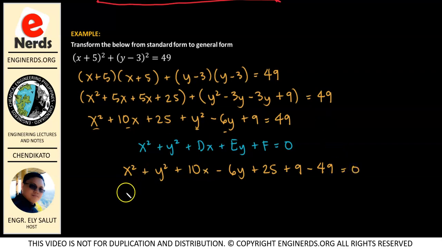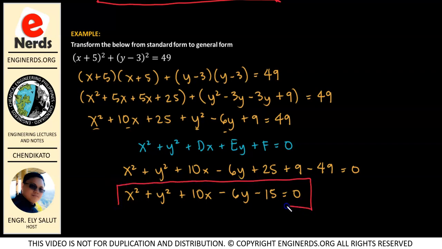Okay? So we have x squared plus y squared plus 10x minus 6y. Okay, 25 plus 9 will be equal to 34 minus 49 will be equal to negative 15. So we have negative 15 is equal to 0. So yan ang ating sagot dito sa ating problem. So as you can see, madali lang siya, no?